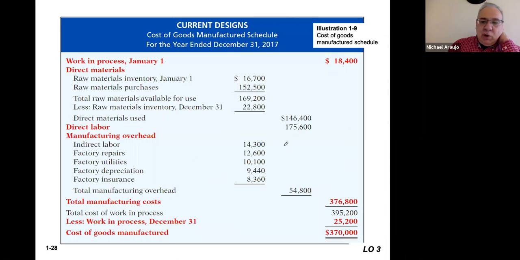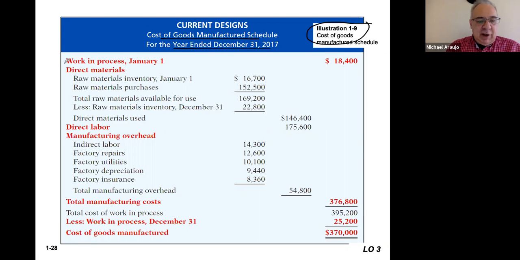So how does it all work in the scheme of things here? Well, this is illustration 1.9. If you have your book, it's page 14 in your book, and you can see the process of how it's done. So, cost of goods manufactured schedule for this company, Current Designs, for the year that ended December 31st, 2017.